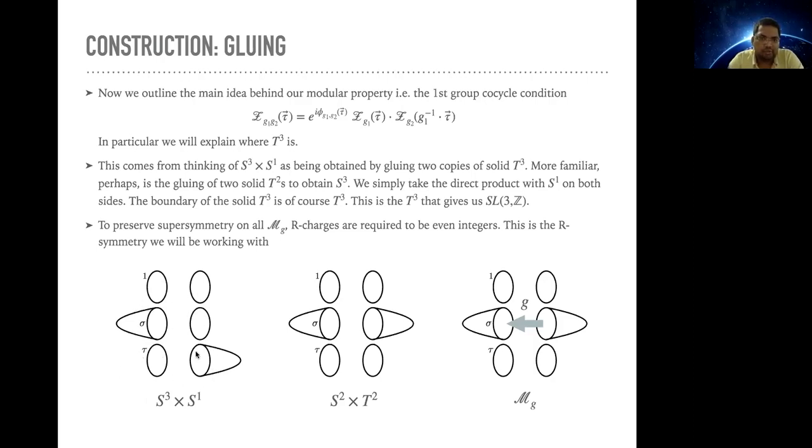So here you should think of this as a 3-torus, but one cycle is contractible, like so. And here also it's a 3-torus with one cycle contractible, and I'm gluing in this way, one contractible with non-contractible and vice versa. Now, instead of just drawing this as a disc, I've drawn it as a cigar, because the supersymmetry is such that there is a topological twist.